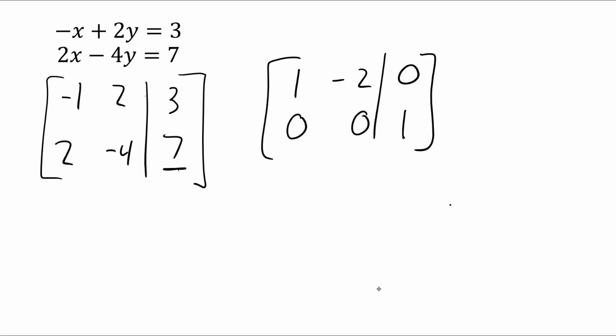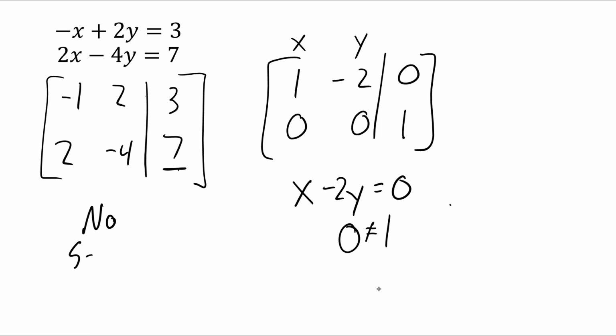All right. So let's go ahead and write these out as equations. All right, so again, first column x, second column y. So we have 1x minus 2y equals 0. All right, so far so good. Second row, 0x plus 0y equals 1. So that's 0 equals 1. Well, we know that's not true. 0 does not equal 1. It doesn't matter what x and y are. We could put any values of x and y in, and 0 is never going to equal 1. So this type of system has no solution.